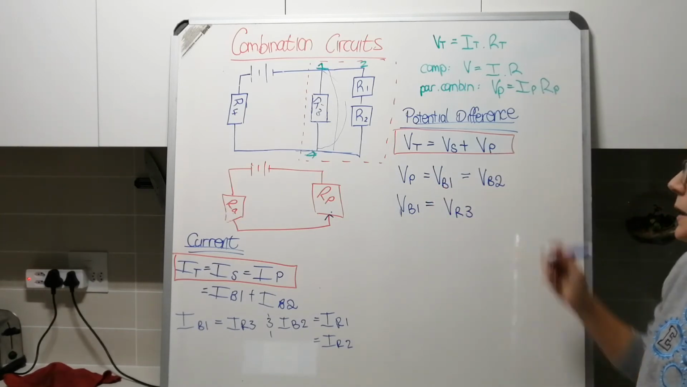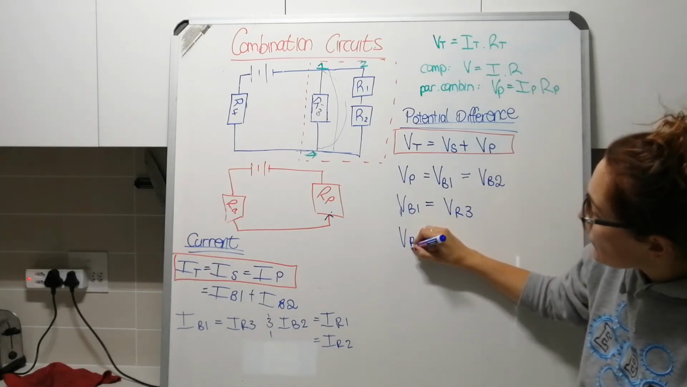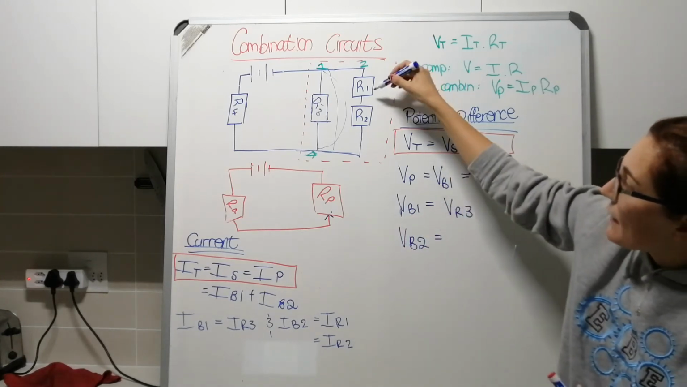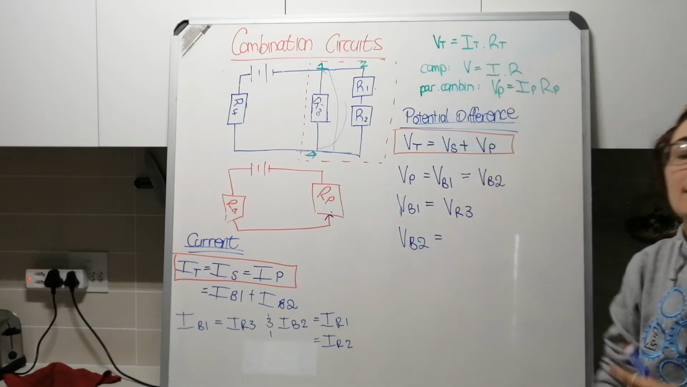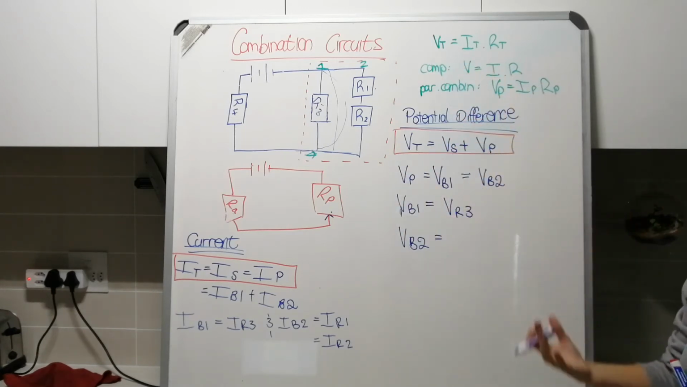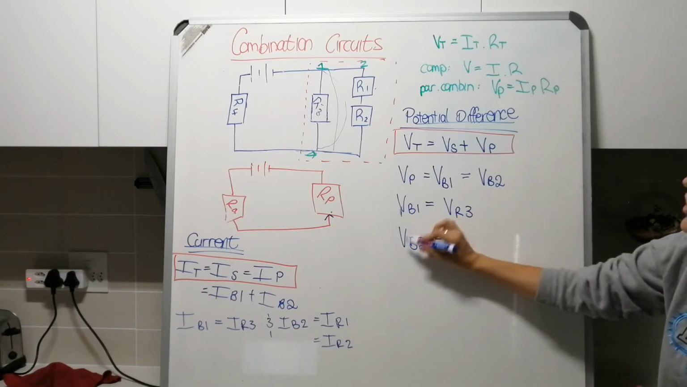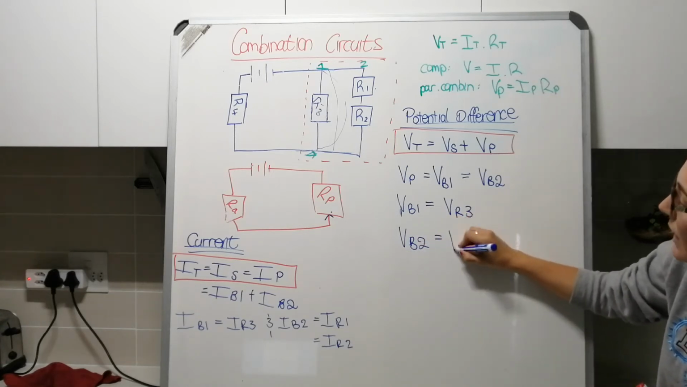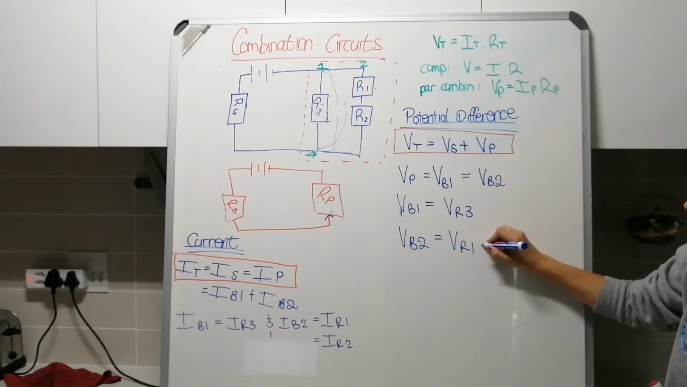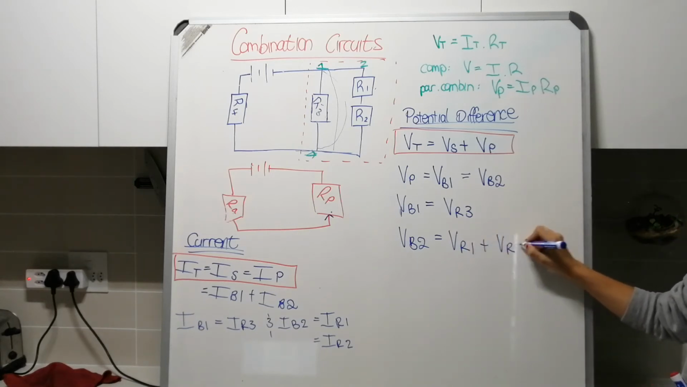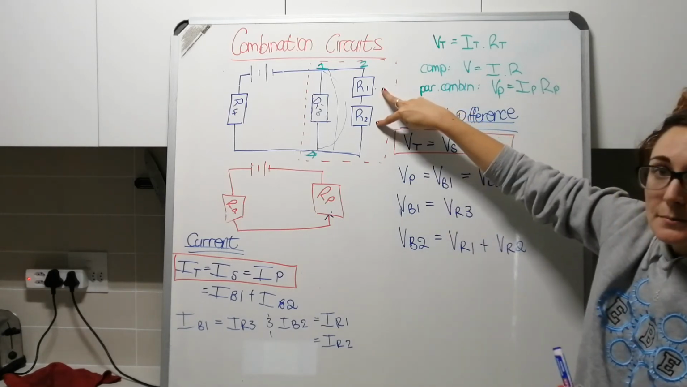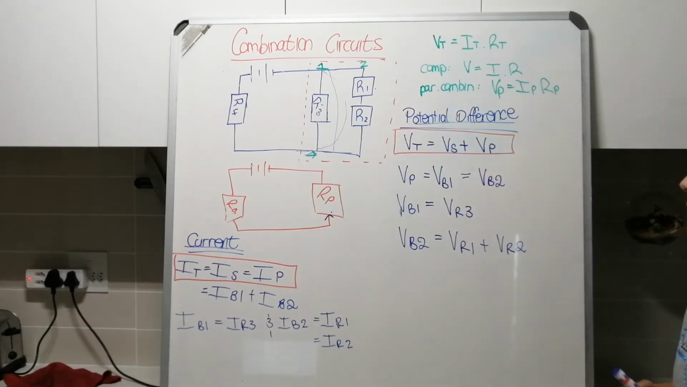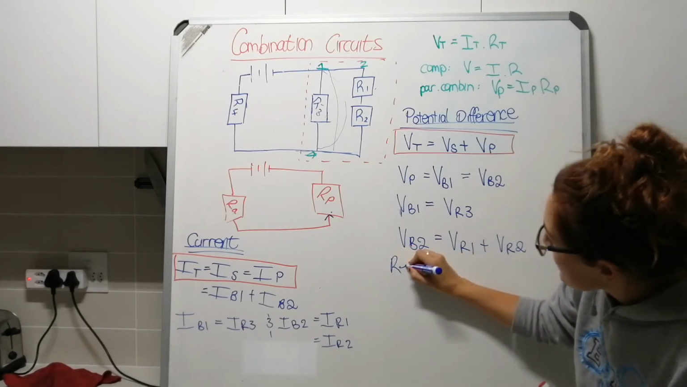Now if we look at branch 2, it's a little bit different, because in branch 2 I have two resistors and those resistors are in series. Remember, potential difference in series gets divided. So the potential difference in branch 2 is going to be equal to the potential difference of resistor 1 plus that of resistor 2, because these are in series. And that's it for potential difference. Then last one, resistance.